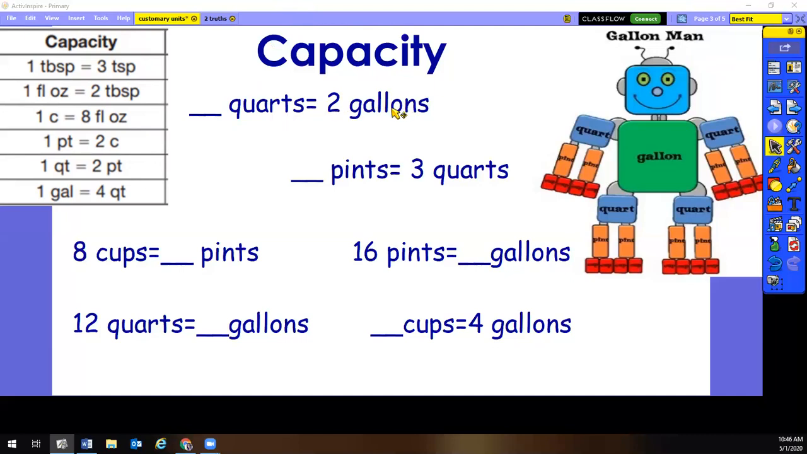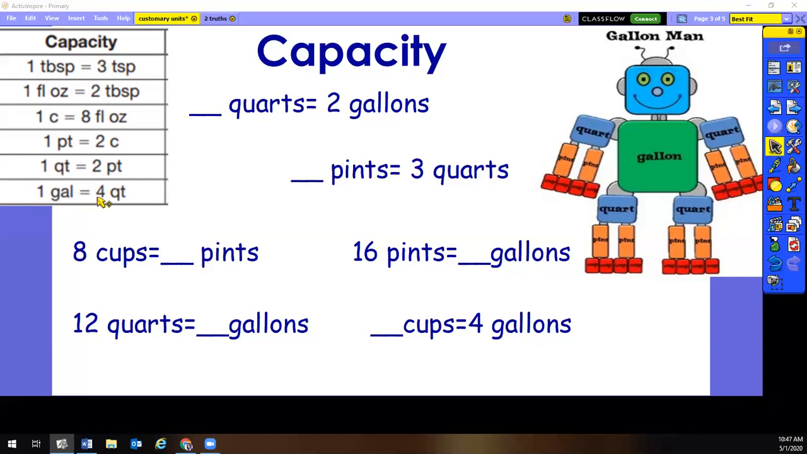So if we're looking at gallons and we want to figure out how many quarts are in 2 gallons, we can look at our chart, or we can use our gallon man. So let's look over here at our chart. I know in 1 gallon there are 4 quarts. So we're going from big gallons down to quarts. So if you're going from big, put your arms out, down to small, cross them like an X, you're going to multiply. But you say, well, what are you going to multiply, Miss Helm?